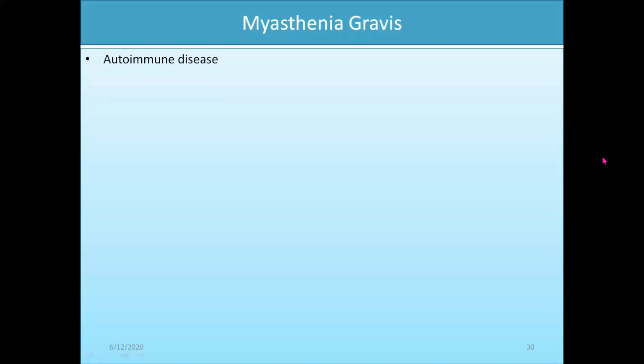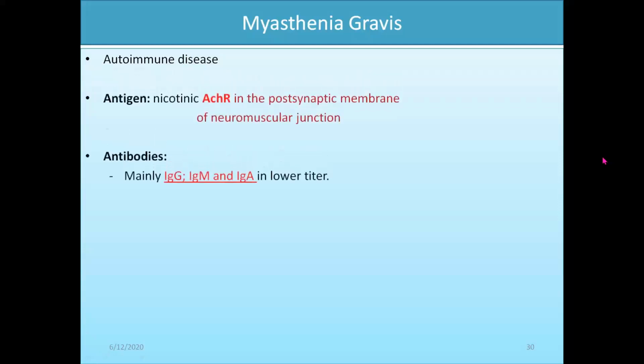Myasthenia gravis is an autoimmune disease caused by type 2 hypersensitivity reaction through antibody-mediated cellular dysfunction. Antibodies are produced against nicotinic acetylcholine receptor in the postsynaptic membrane of neuromuscular junction. Antibodies are usually of IgG class. Sometimes IgM and IgA antibodies are also synthesized in lower titer.